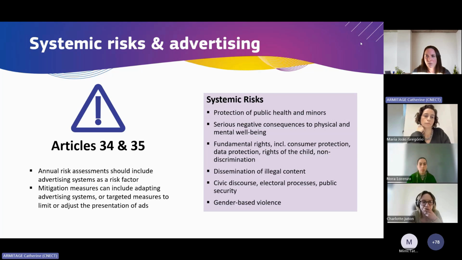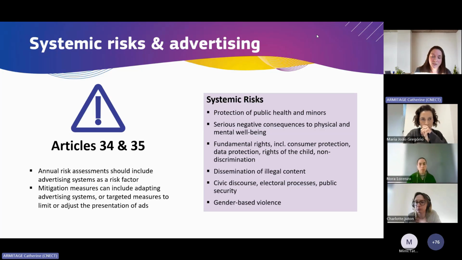And finally, when it comes to systemic risks in advertising, this is one of the core concepts that was introduced in the Digital Services Act: that very large online platforms must identify and mitigate systemic risks that come from the platform itself. And the providers of those online platforms are required to carry out annual risk assessments that cover a very, very wide range of different aspects of how their platforms function.